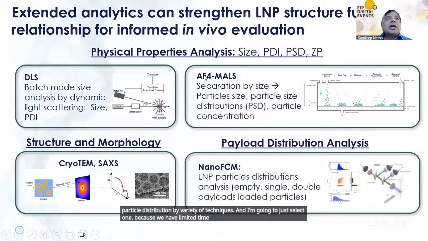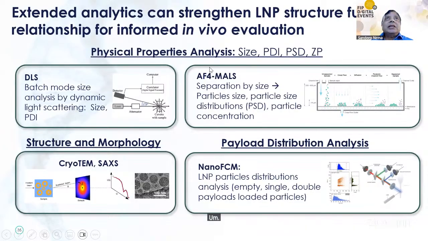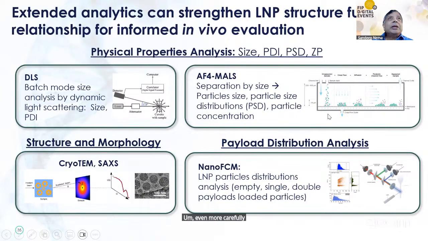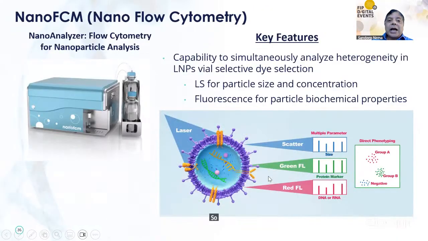So we used AF4, the asymmetric field flow fractionation coupled with mass, to look at the size even more carefully, because it is better able to separate than dynamic light scattering, which is more of a bulk property. We looked at the structure and morphology of LNP using cryo-TEM and SAXS. And we looked at the payload distribution. So the payload is mRNA and DNA in the nanoparticles. So how did we do that?